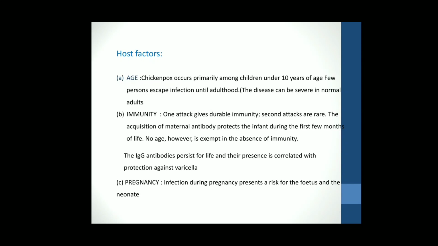No age, however, is exempt in the absence of immunity. If we get some immunity from our mother, the antibodies acquired at birth will protect the baby for a certain period. But after this, if the baby's immune system becomes weak, there are more chances of getting varicella zoster. The IgG antibodies persist for a long time, and their presence is correlated with protection against varicella. Whenever we have been infected with chickenpox and cured, our body produces IgG antibodies, which fight against the varicella zoster virus, so there is less chance of a secondary attack.